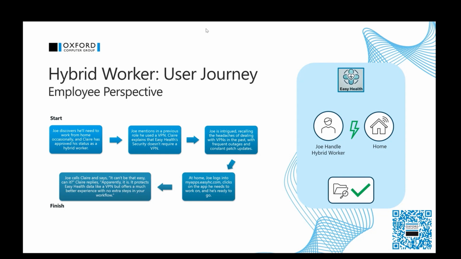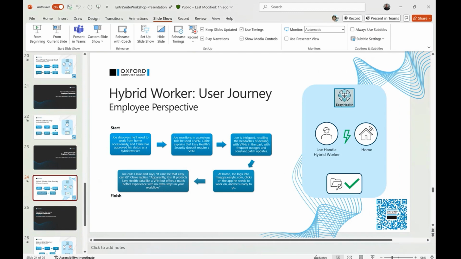So Joe's at home and logs into myapps.easyhc.com and clicks on the app he needs to work on, and that's it. Joe calls Claire and he says it can't be that easy. Claire responds with apparently it is. This technology still protects Easy Health data like a VPN, but it has a much better user experience with no additional dependencies on the workflow. Awesome. So let's go ahead, back over to you, Nathan. Show us what this can look like.